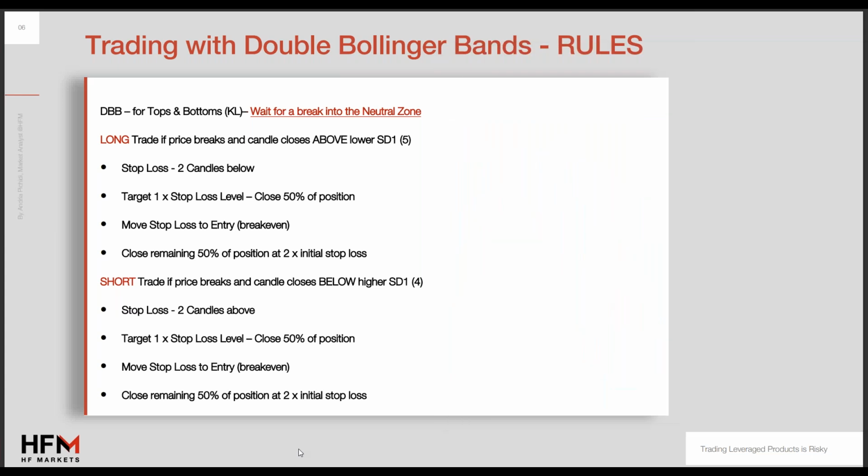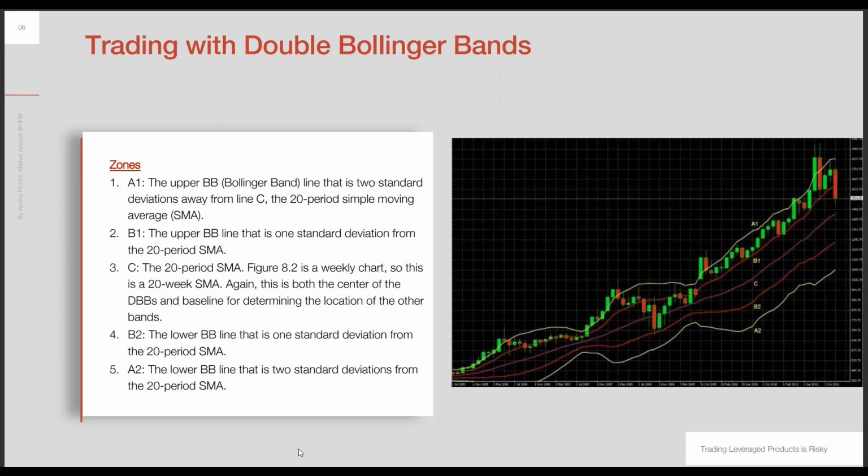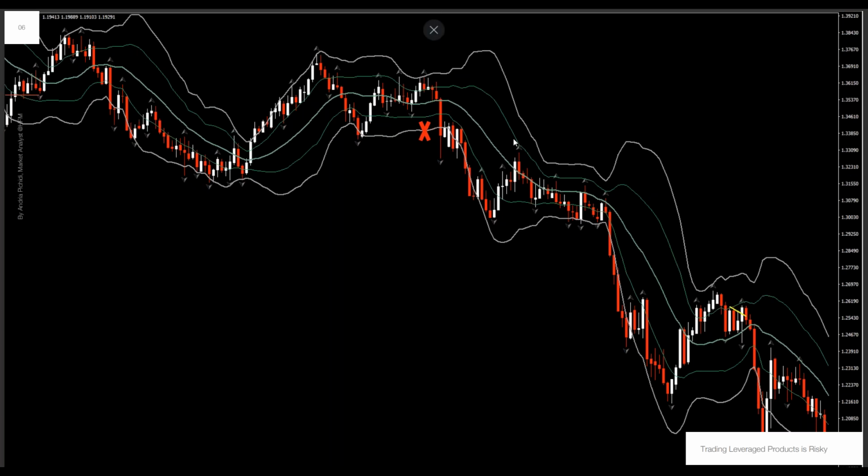But let's get back. So you can use the break of the middle line just to add on your existing position, because a break below the middle line suggests that there won't be any reversal. Yes, this is a strong downtrend, and it could continue further to the downside for a while.